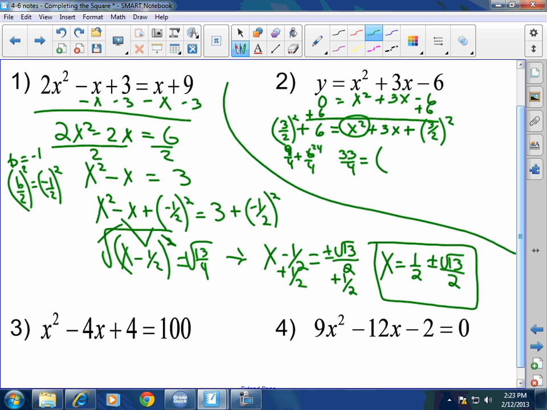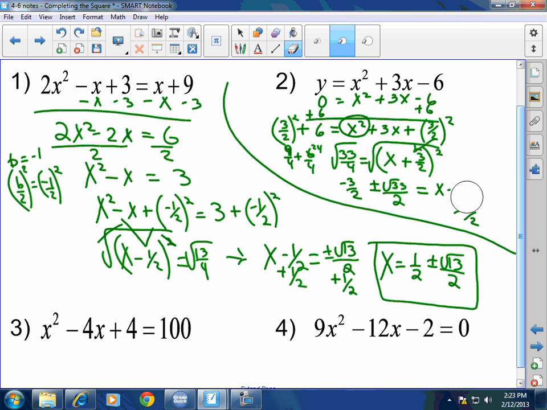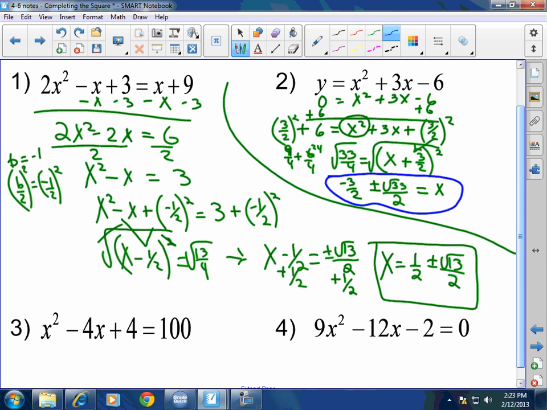So 33 fourths equals, what does it equal? Remember, square root of the first plus what's inside of the b over 2. Good job, son. Squared. How do I cancel out that power of 2? Square both sides. So I've got plus or minus square root of 33 over 2 equals x plus 3 halves. Subtract 3 halves from both sides. And my answer would be that right there. X equals negative 3 halves plus or minus the square root of 33 over 2.